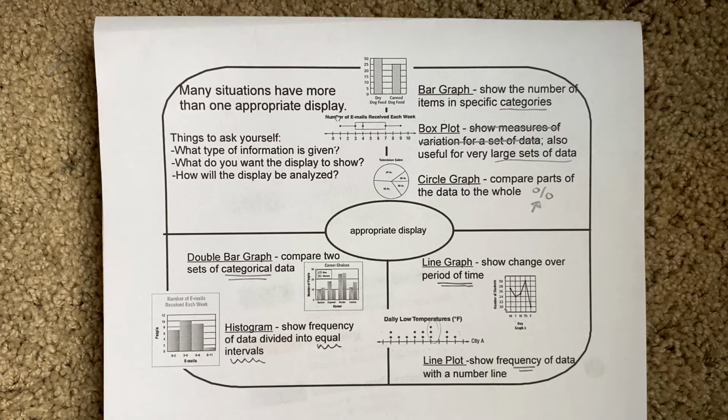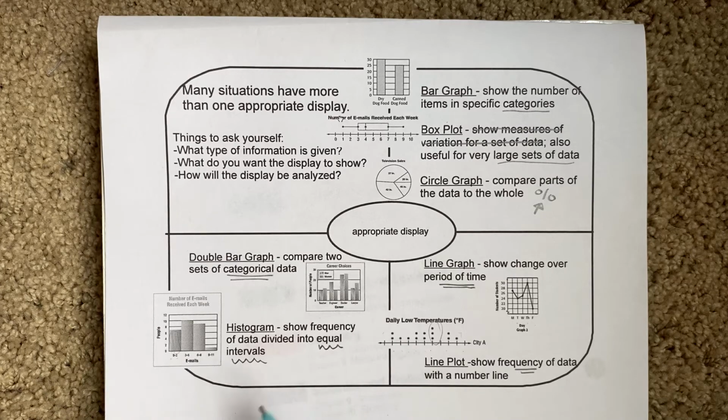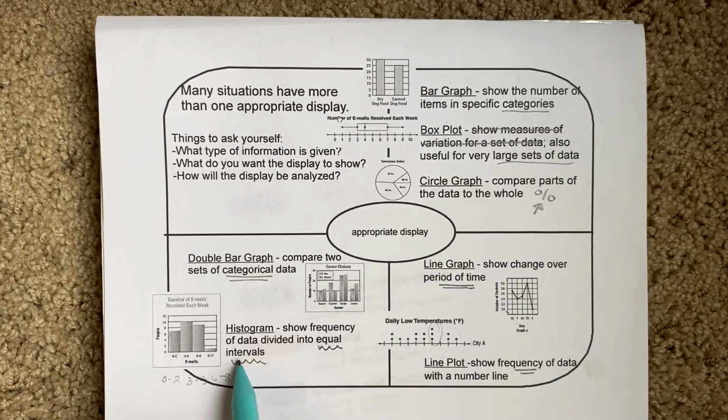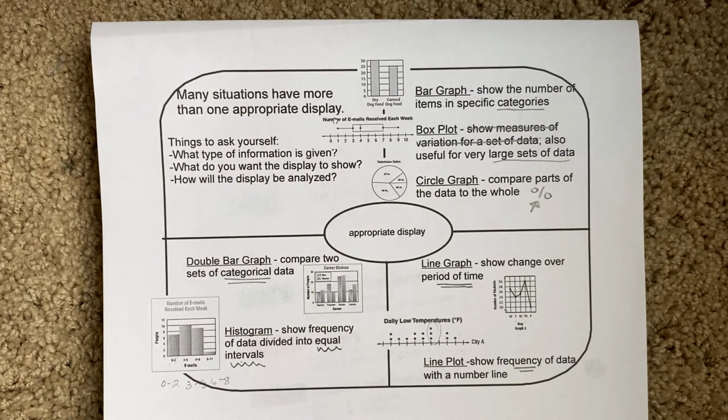Histogram, anytime they give you some equal intervals. So this one is 0 to 2, and then it still looks like a bar graph. But this, however, is doing intervals. So it has like 0 to 2, 3 to 5, 6 to 8, and so forth. So if there are intervals of data, then this one would be good.